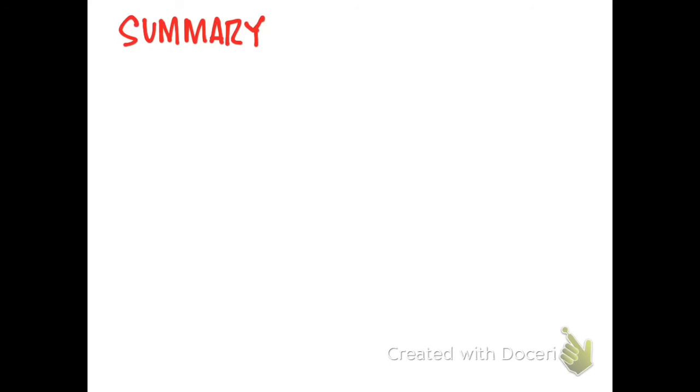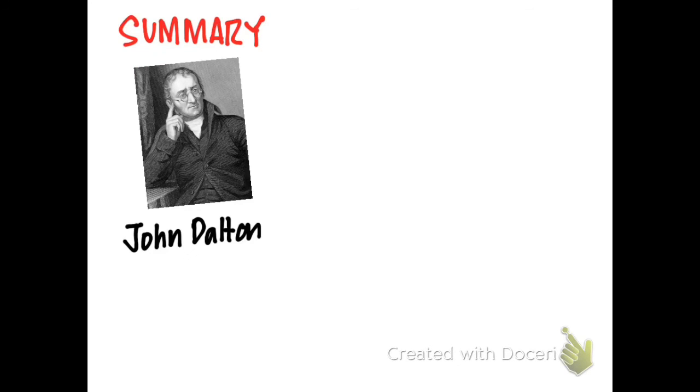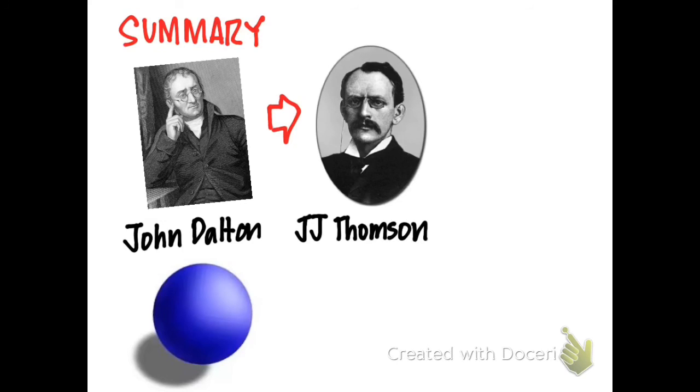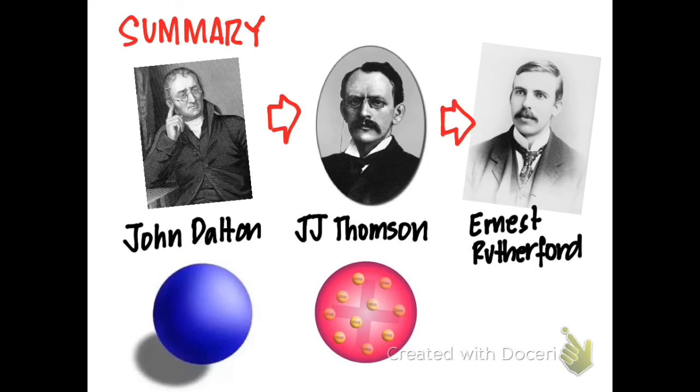So in summary, we studied John Dalton and his proposal that atoms were simple, indivisible, tiny spheres, and how J.J. Thomson challenged this with his plum pudding model, hence the discovery of the electrons. And lastly, Ernest Rutherford and his gold foil experiment and the discovery of the nucleus.